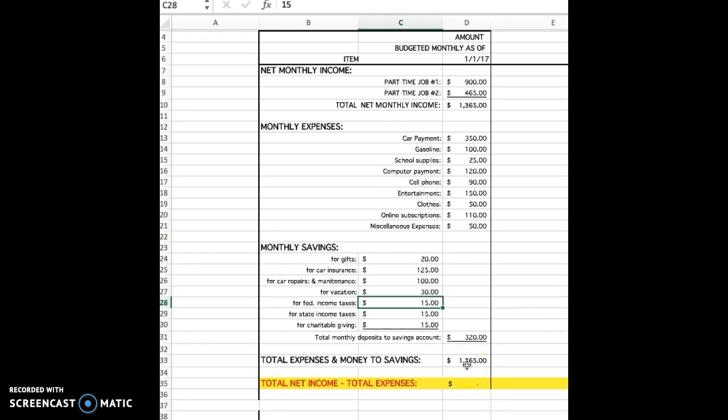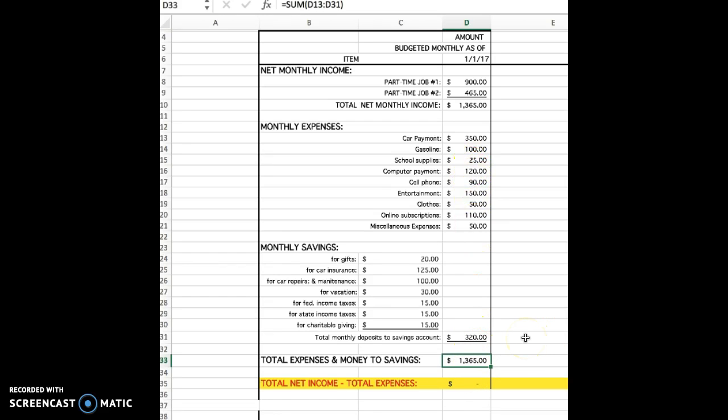Okay, now the next number in this column is the total of expenses and money that we put in savings, $1,365. And again, if you look at the very top heading, in this line, you see sum D13 through D31. So we are adding D13 through D31. All those numbers are added up, and the total is 1365. And again, if we change any of those numbers, the total will change.